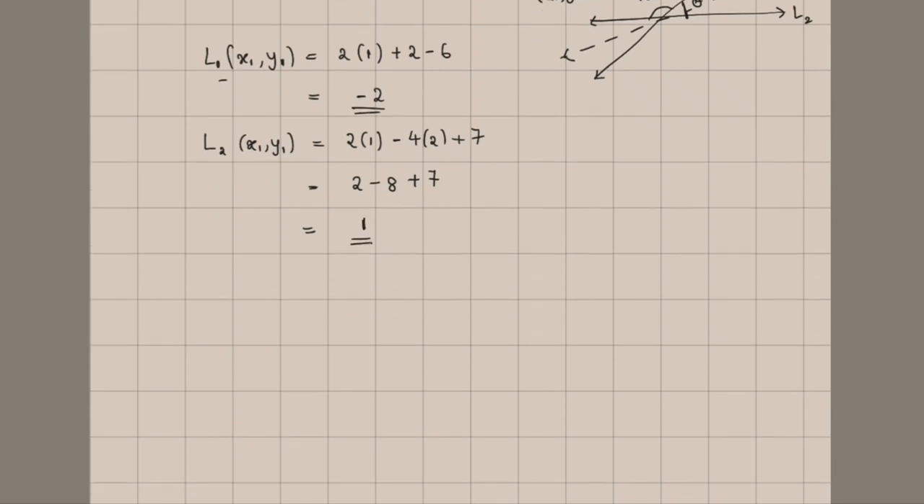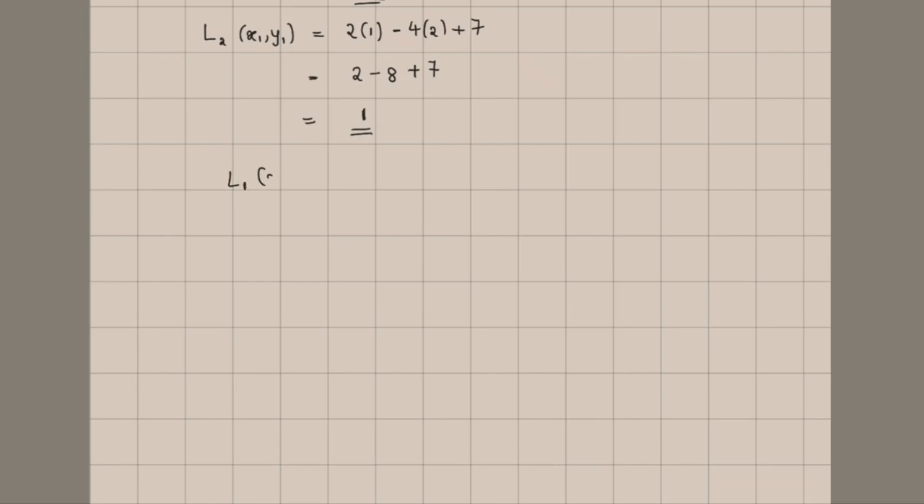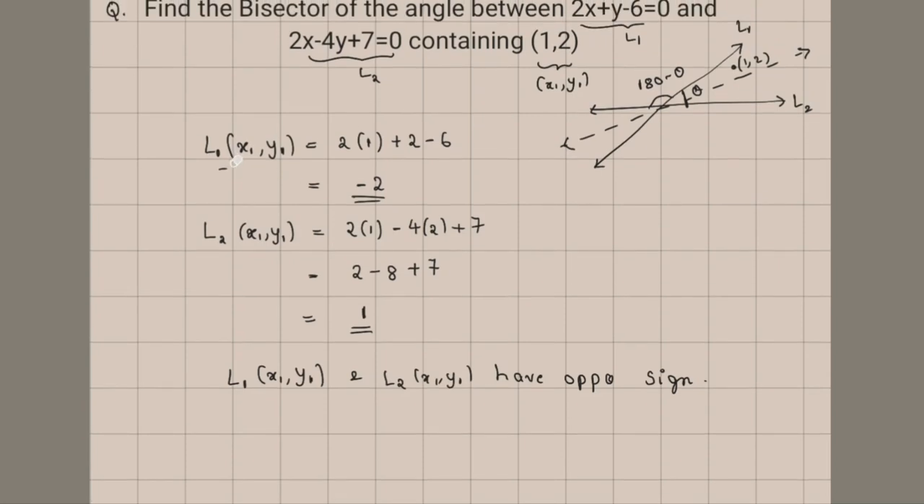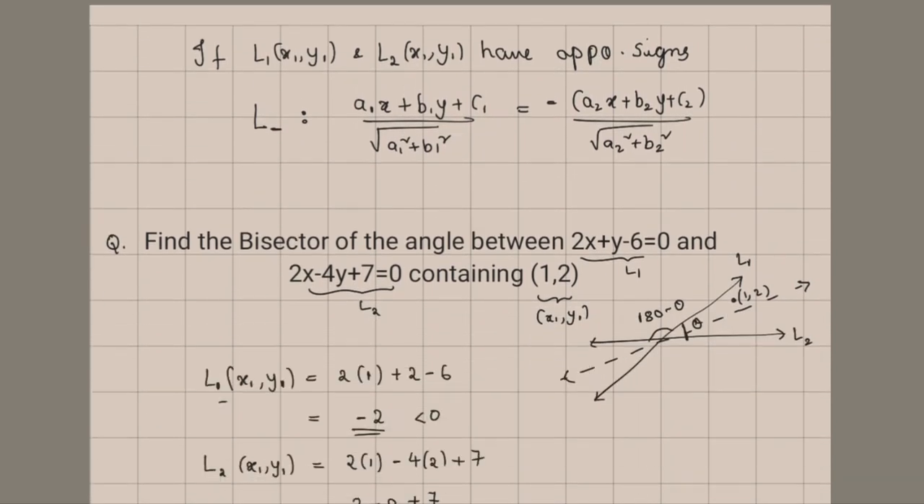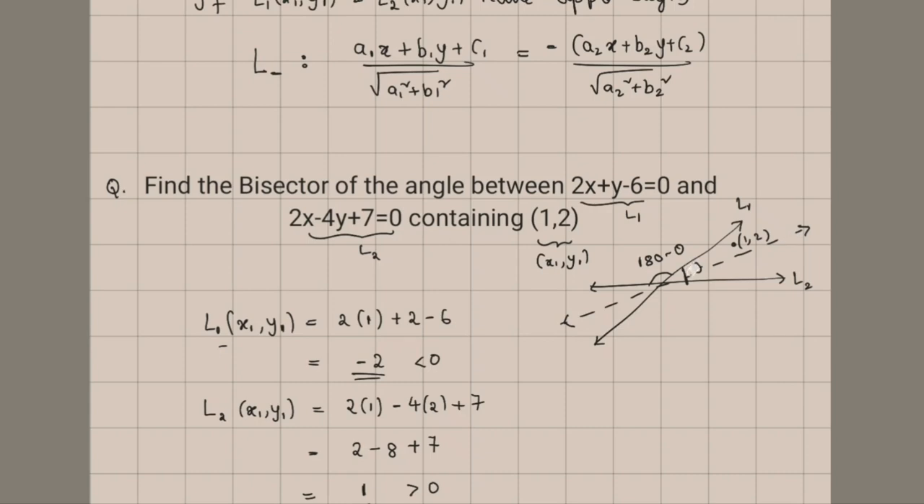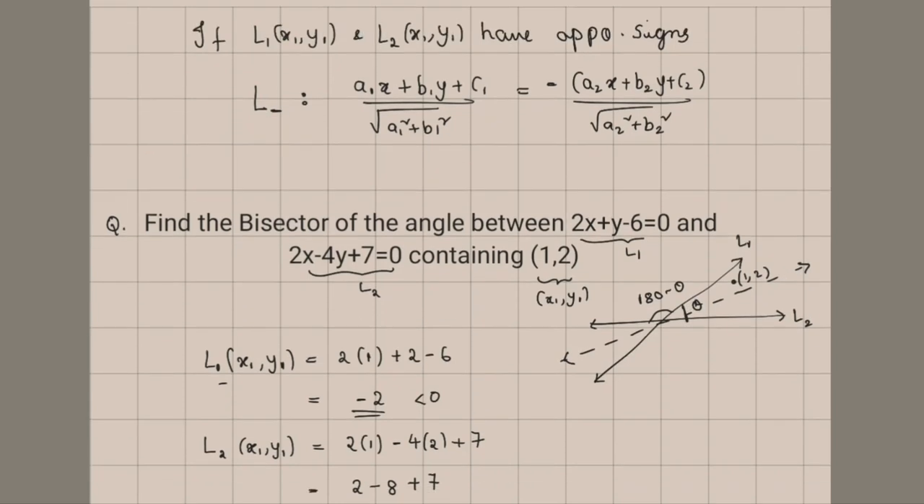See, L1 of x1, y1 and L2 of x1, y1 have opposite signs, because L1 of x1, y1 is minus 2, which is negative, and L2 of x1, y1 is 1, which is greater than 0. These both have opposite signs. We have seen that when these both have opposite signs, then the bisector of this angle is L minus.